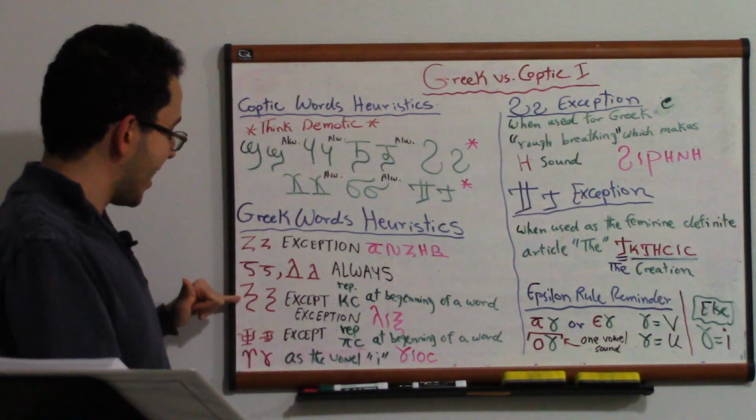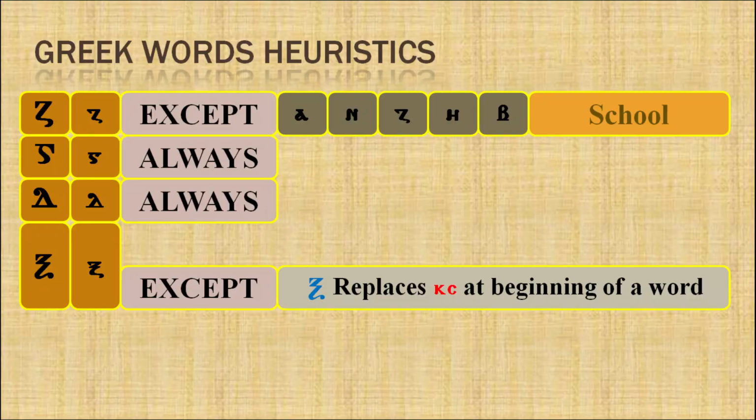And then, xc, except when it replaces kappa and sima together at the beginning of a word. You never have to worry about this. This is for the sake of completion. I will never give you a word where I actually trick you with an xc that's actually replacing the kc, and therefore it's not Greek, it's Coptic. I will never do this to you, okay? And I don't care that you learn that rule.